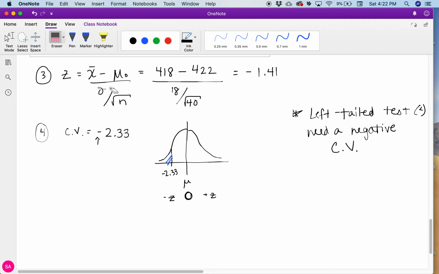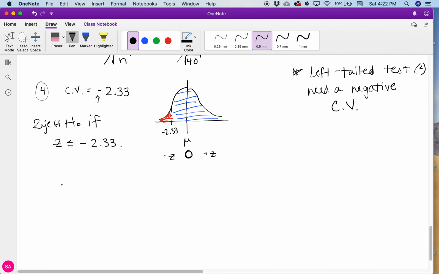Oh, I wanted to do red for that, because the rejection region just makes sense to be red. That's when we reject. And then I'll put the rest over here in blue. So our rejection region is right here. What's our decision rule? We are going to reject H naught if we live in this red area, which means if our z is less than or equal to negative 2.33. So that's our decision rule. Reject H naught if z is less than or equal to negative 2.33.